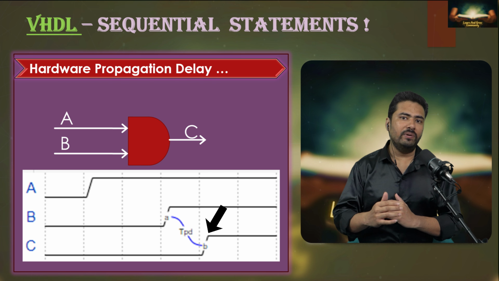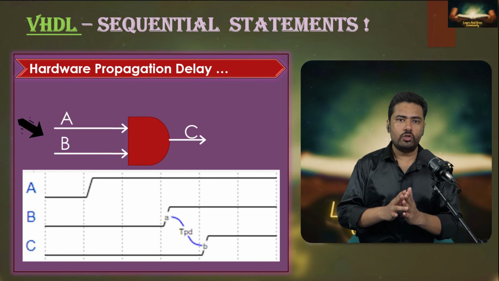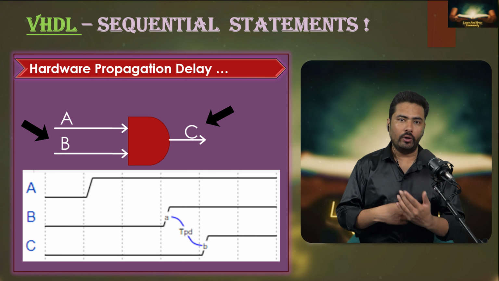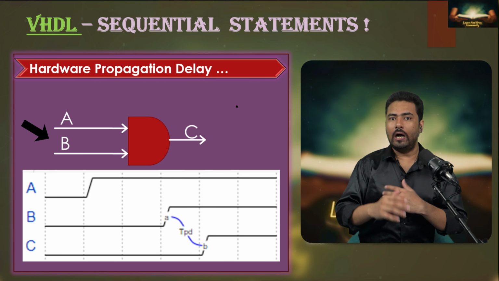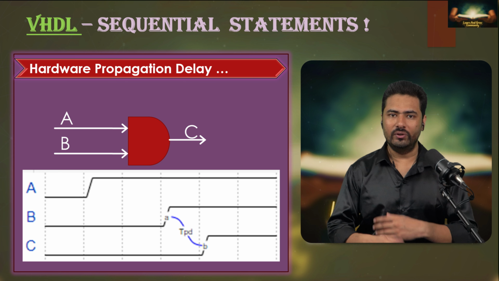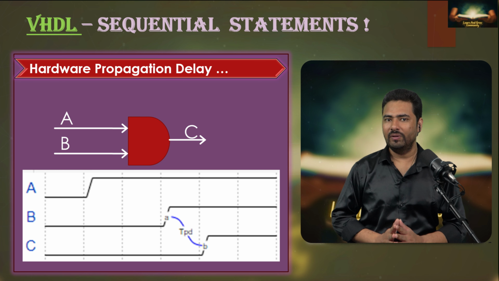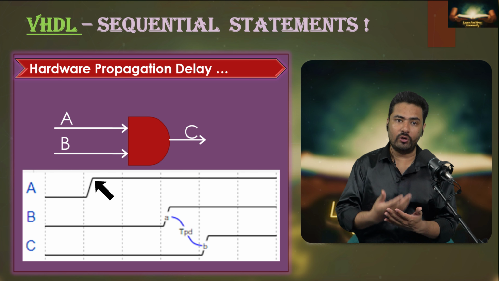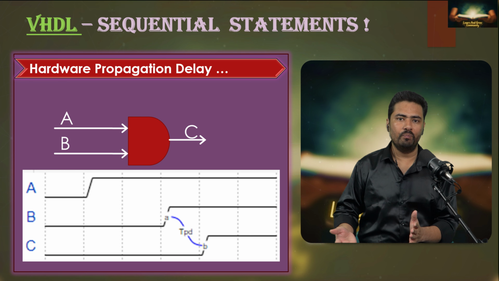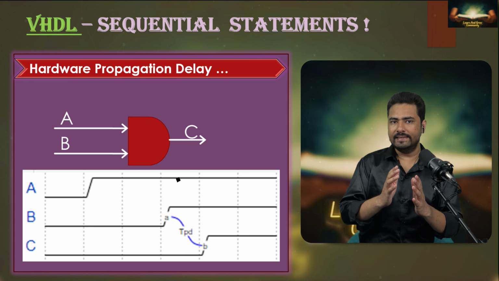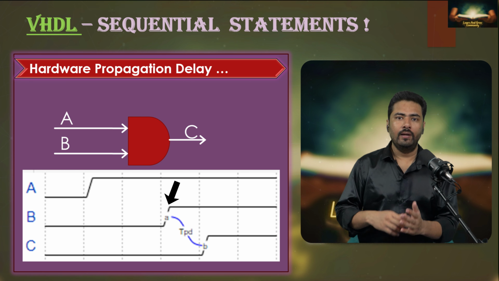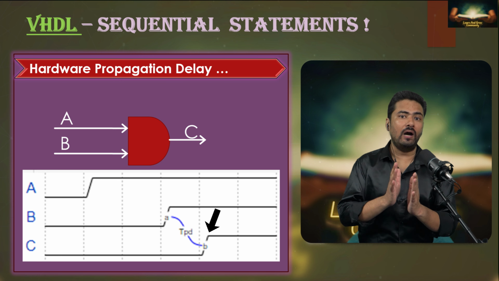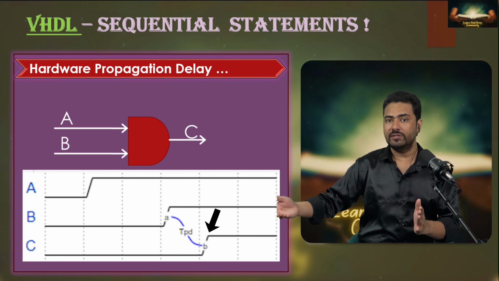Let's look at a simple AND gate, which has two inputs and one output. The inputs are input A and input B, and the output is C. The timing diagram is shown below. This shows signal A going high at some point in time, but B remains low. And then after some time, signal B also goes high. But you can see that output C only goes high some time later.